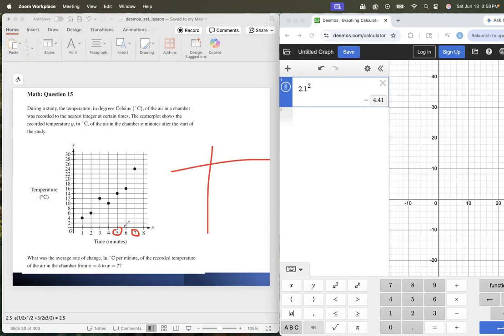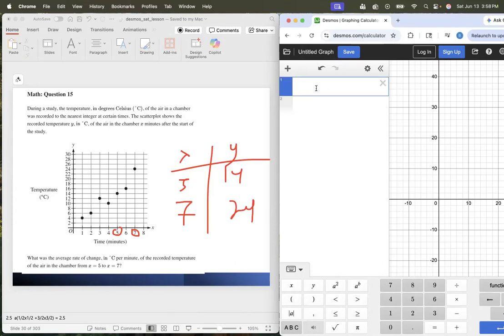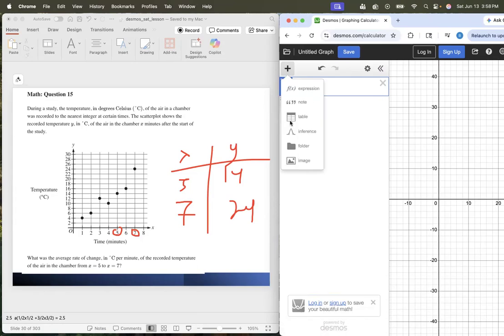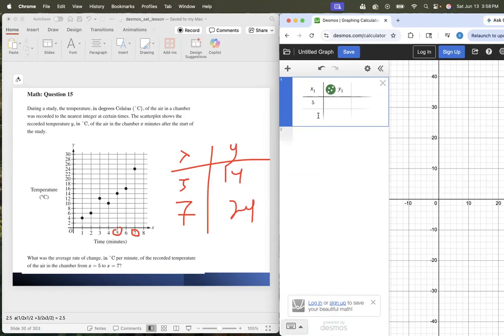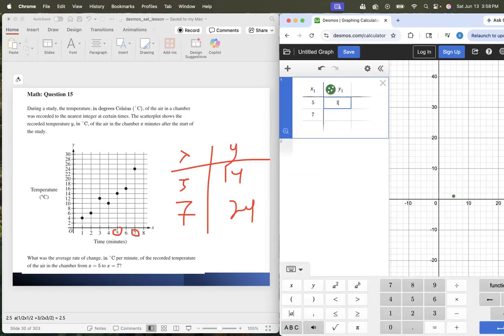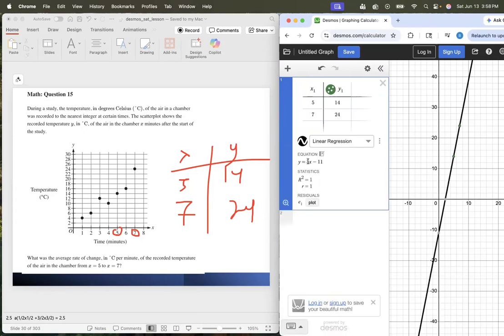We can plot this in Desmos. So we have X and Y, when we have 5 and 7, right? What is 5? I trace it and I get 14. When I have 7, I get 24. So I can plot it in this form easily. So this is what we're going to see. I get in my table 5, 7, 14, and 24, and you plot it.